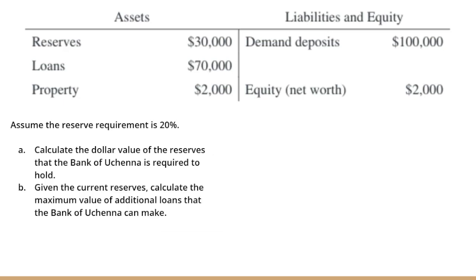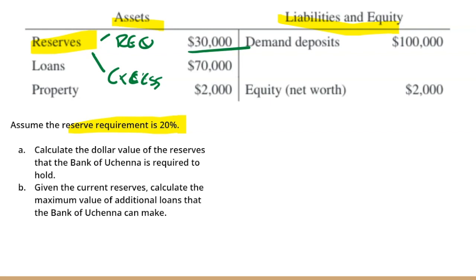All right, so let's do parts A and B first. So what's important to us? Well, we have our assets on the left-hand side and liabilities on our right-hand side. We know that the reserve requirement is 20%. We know that there are reserves, but we don't know what the required reserves are. We also don't know what the excess is. We just know that this $30,000 is our total reserves.